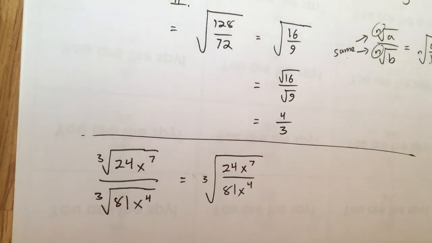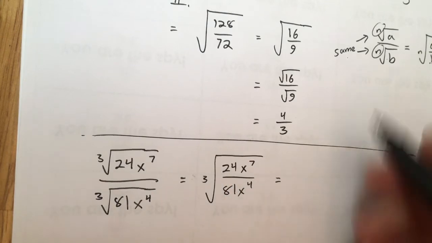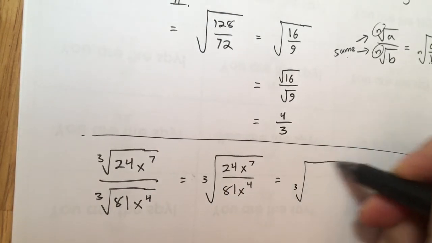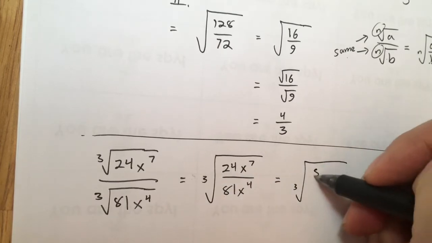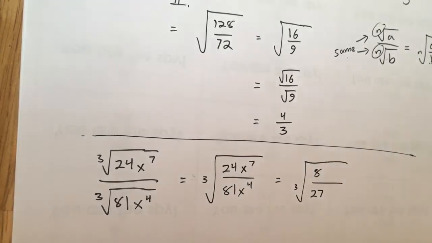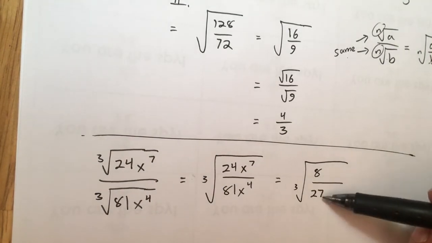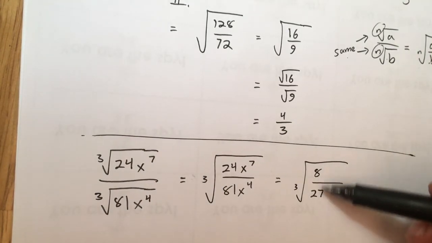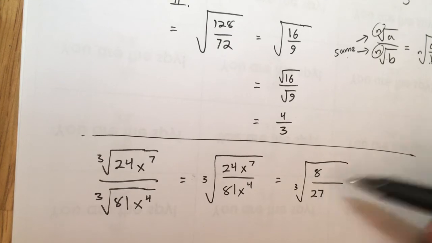Well, they are both divisible by 3, so divide them both by 3. 24 divided by 3 is 8. 81 divided by 3 is 27. And that's as simple as this gets. They don't share any other common factors other than 1. So that's as simple as that gets.